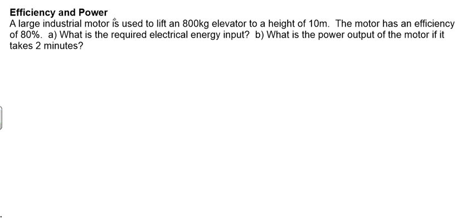A large industrial motor is used to lift an 800 kilogram elevator to a height of 10 meters. If the motor has an efficiency of 80%, what is the required electrical energy input? And what is the power output of the motor if it takes 2 minutes?